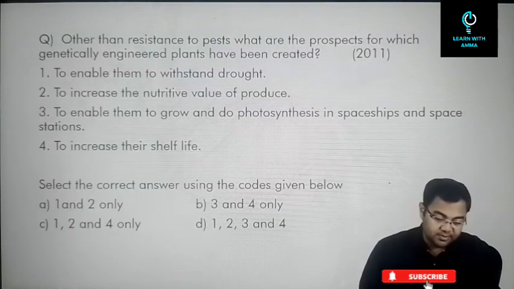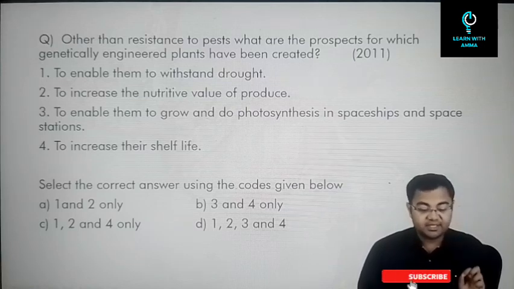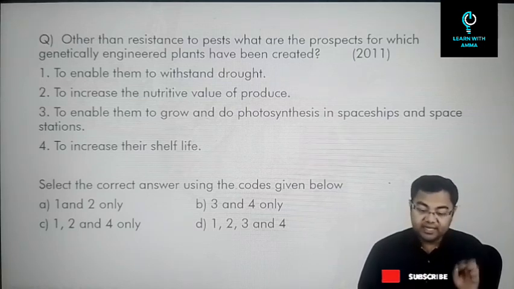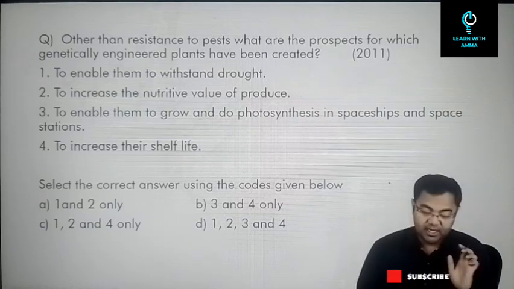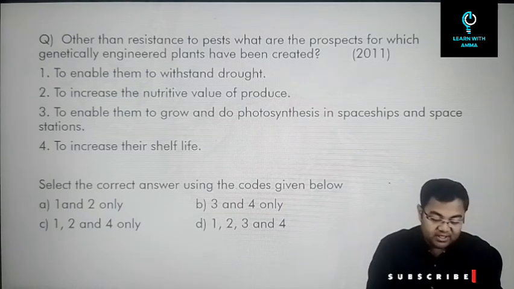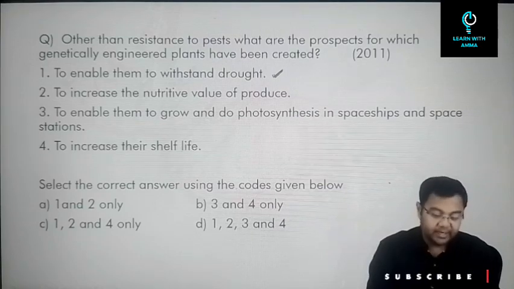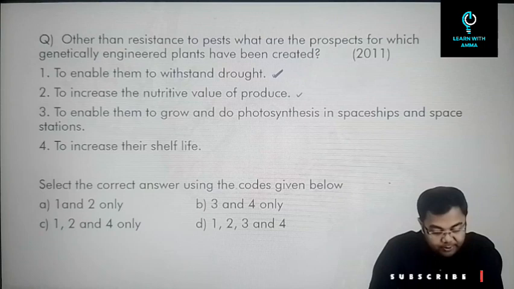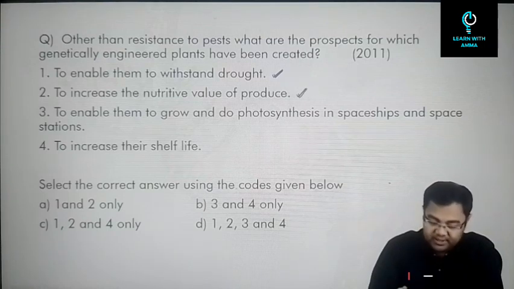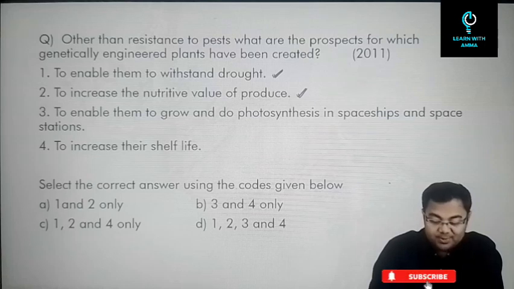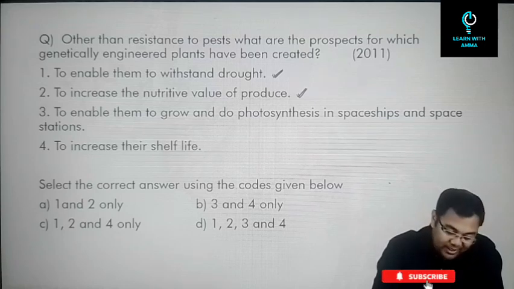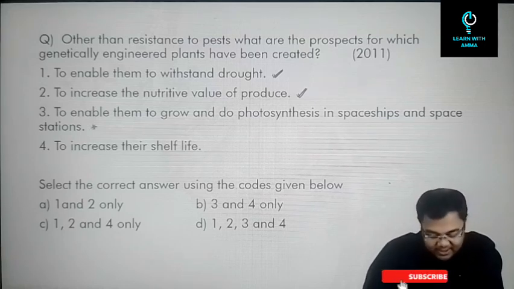This was asked in your prelims examination. Other than resistance to pests, what are the prospects for which genetically engineered plants have been created? One, to enable them to withstand drought. This is something that can be done, and we have discussed this. Two, to increase the nutritive value of the produce, again biofortification, we discussed this. Three, to enable them to grow and do photosynthesis in spaceships and space stations. Now let's hold on to this. This is a very interesting statement.